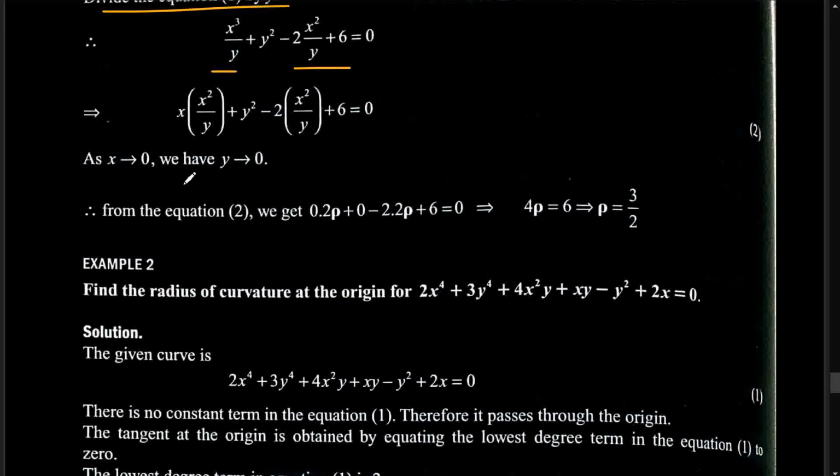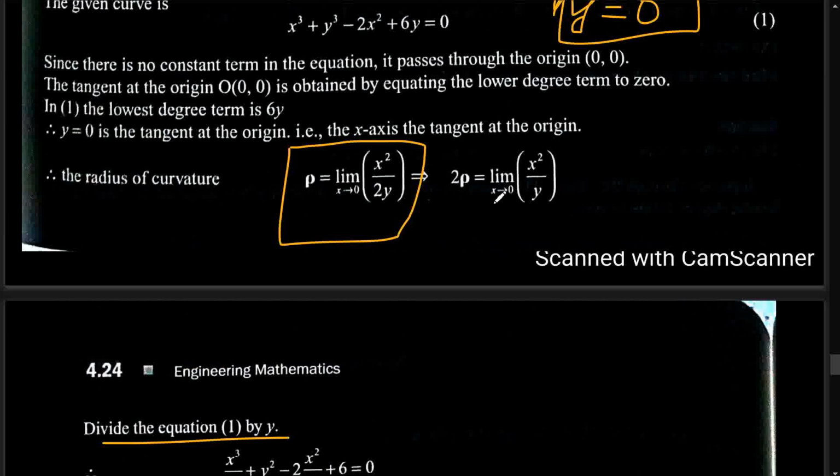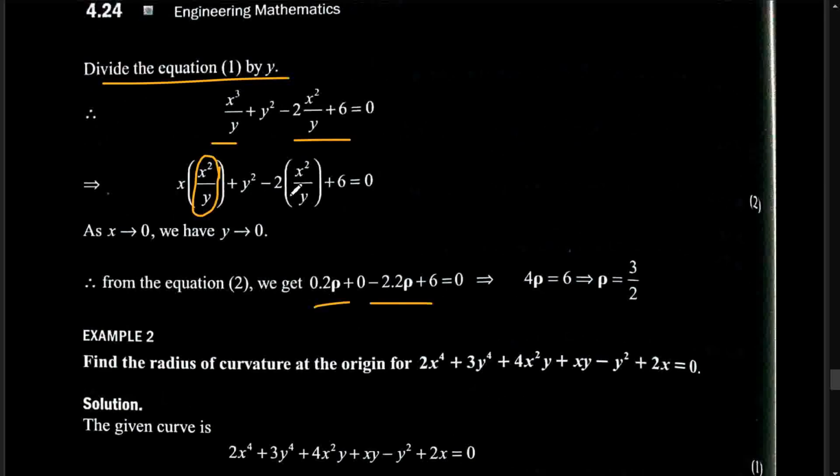So now put x is equal to 0, y is equal to 0, but you have to put this as a radius of curvature rho. See, it's substituted here, 2 rho, it's 2 rho. Why 2 rho? Because this 2 we bring to the left side, so it happens here. So that's why 2 rho.